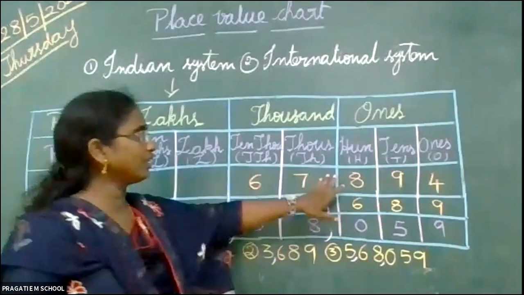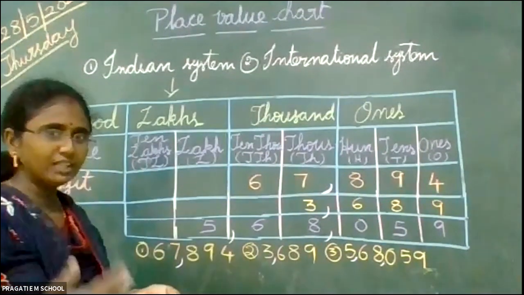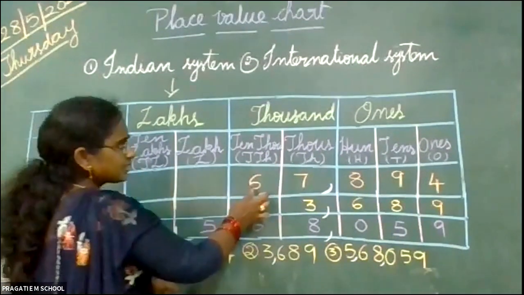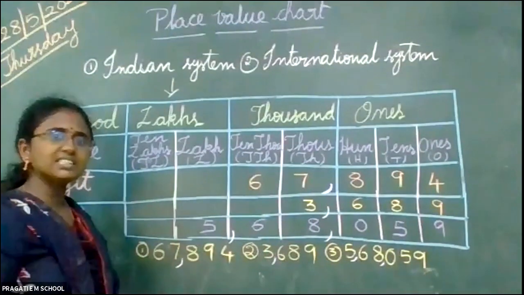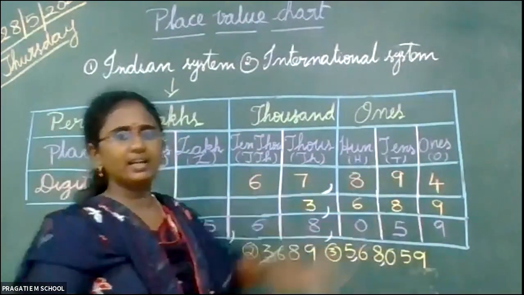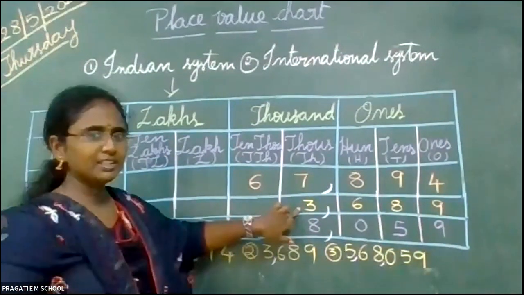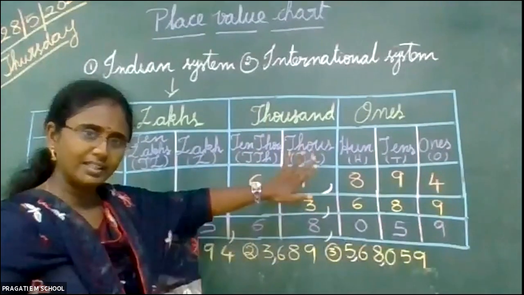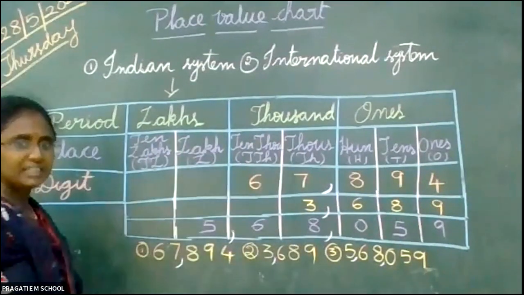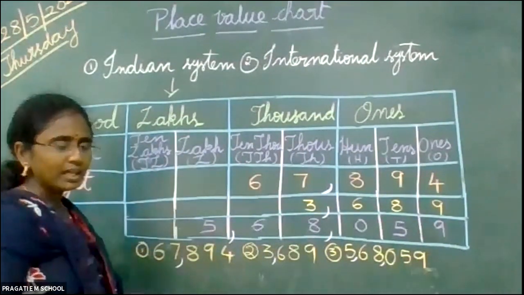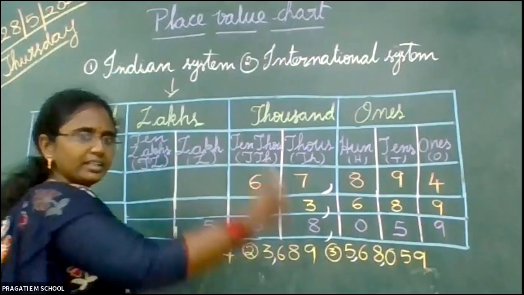When I represent the number in this place value chart, it is easy to read. When I am reading, you have to follow me. 67,000. Where I keep the comma, there only I have to stop. 67,894. Next number. The highest place is 3,000. 3,000. I stopped there. 689. And repeat. 689.